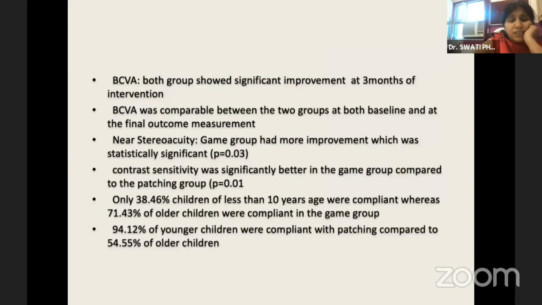At the end of the study, we found that the best corrected visual acuity was more or less equal in both groups, both for distance and near, for the final outcome. However, the near stereo acuity was better in the game group as compared to the occlusion group. The contrast was also better in the game group. However, older children, those more than 10 years of age, were more fond of the game rather than the patching therapy, while younger children were more compliant with the patching therapy as compared to the games.